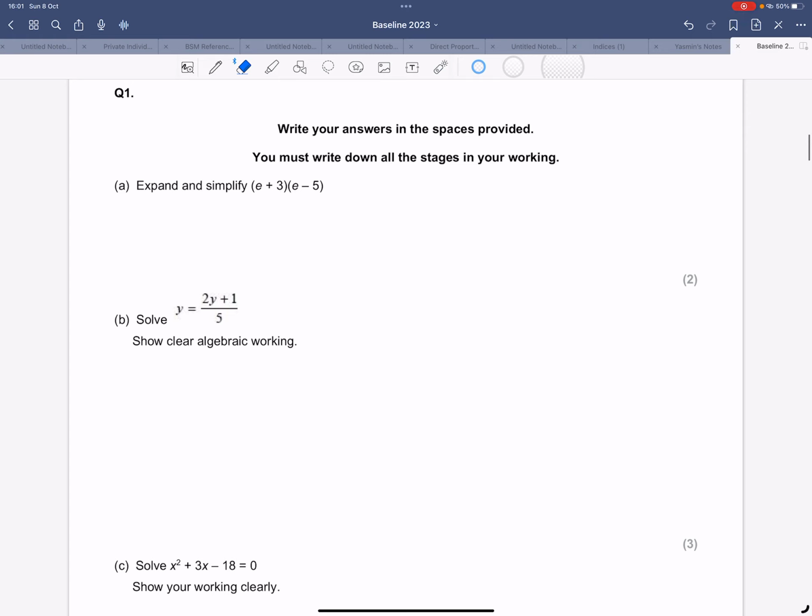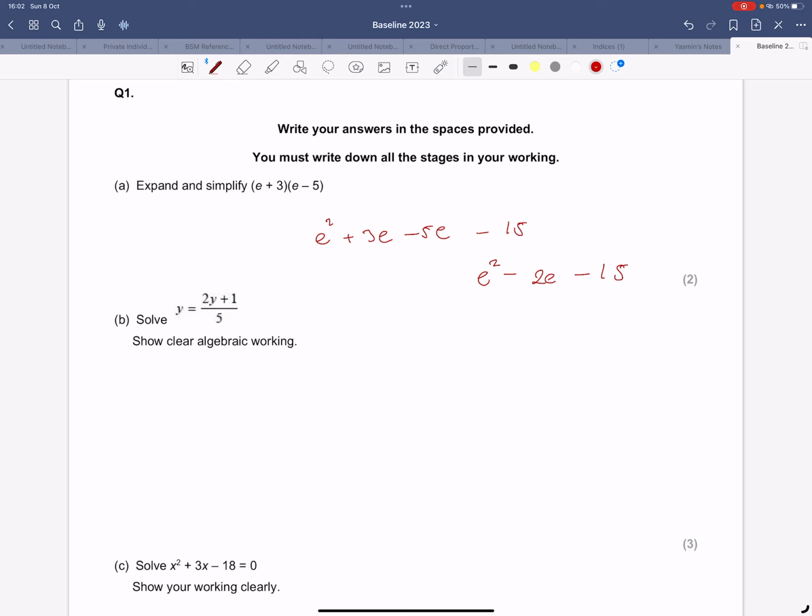So box standard good question from the examiner, a very good question. The examiner gives you this question, should be an absolute gift. So expand the brackets. So e squared plus 3e minus 5e minus 15. You get 1 mark actually for writing this, or you can give the answer immediately as e squared minus 2e minus 15. Nice and easy question to start with, and we should be all happy with this.